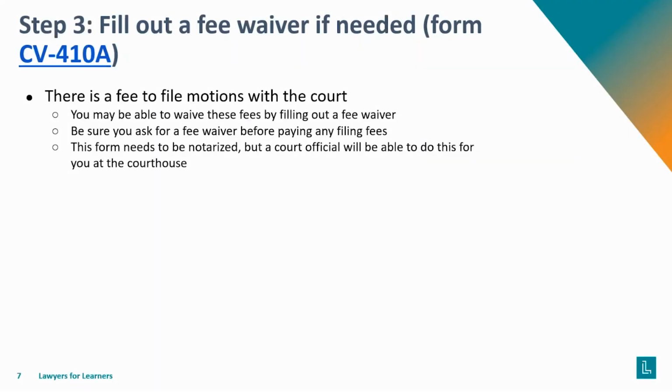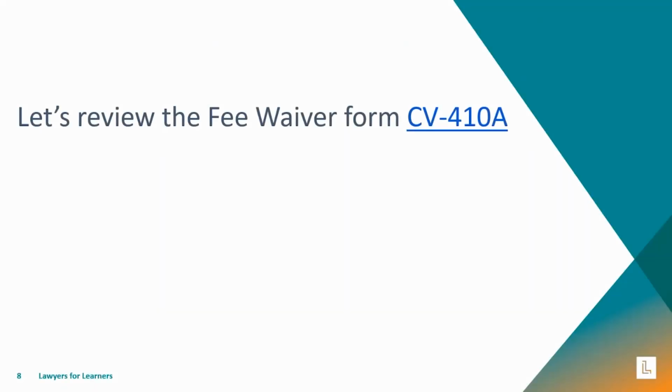This is Form CV410A. There is a fee to file motions with the court. You may be able to waive these fees by filling out this form. Be sure to ask for a fee waiver before paying any fees. This form will need to be notarized, but a court official will be able to do this for you at the courthouse. Let's review this Form CV410A, a fee waiver, together.